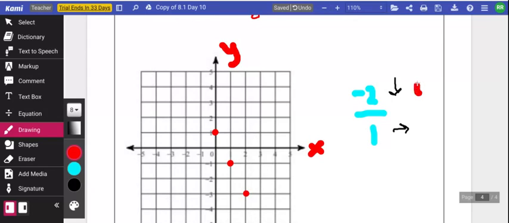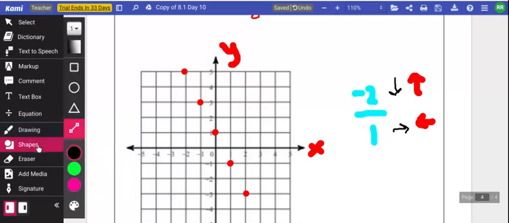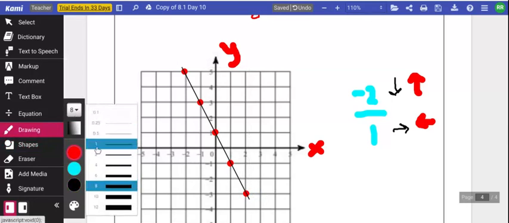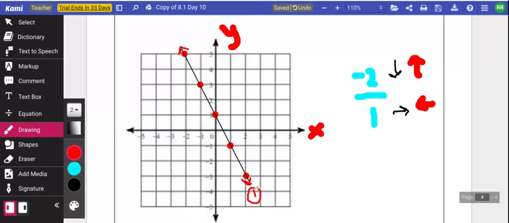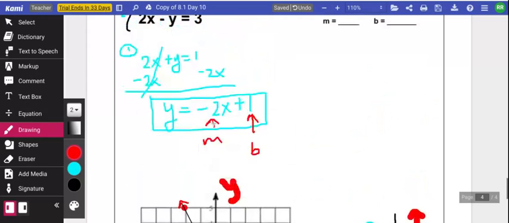I could also go up and to the left, right? So from b, up 2, left 1, and make a dot. Okay, insert your line, click and drag, and there's your line. On the end of the line, of course, you put arrows to show that the line continues forever in both directions. Put a little 1 and circle it to say that's line 1 that comes from equation 1.